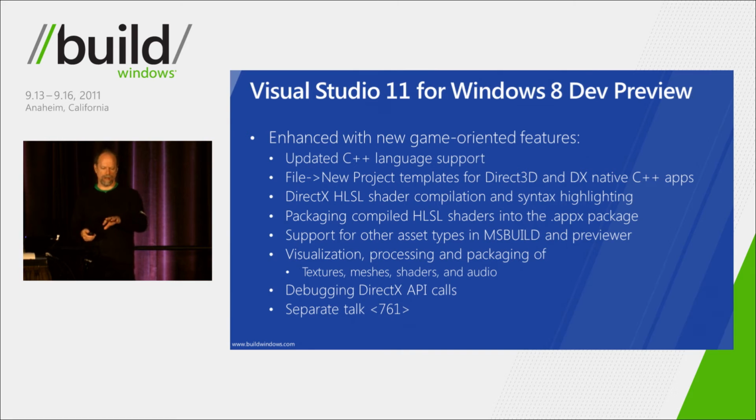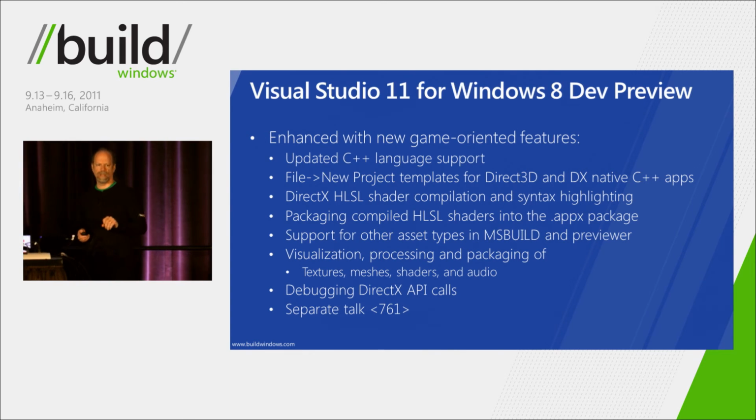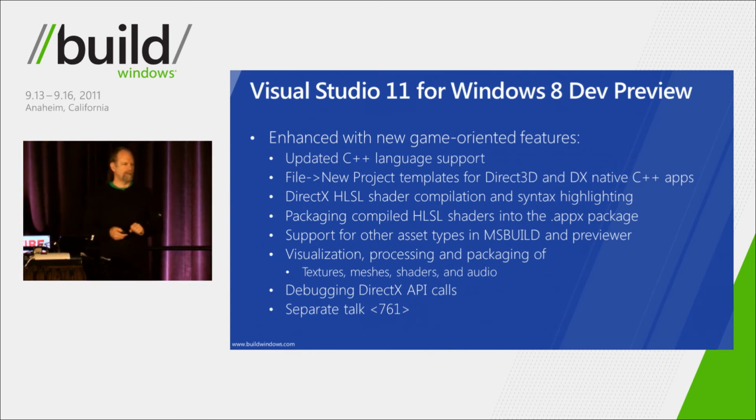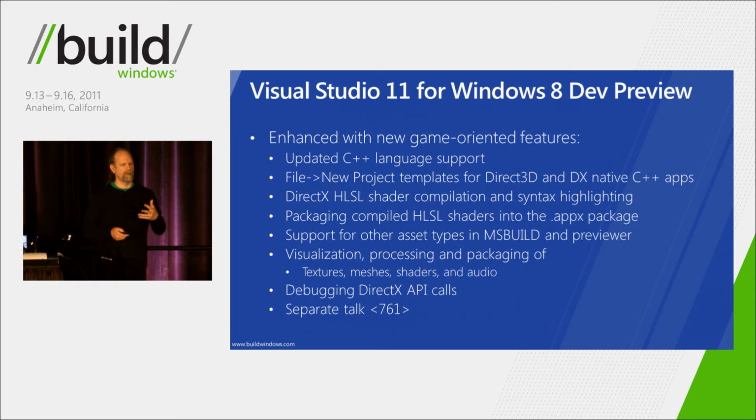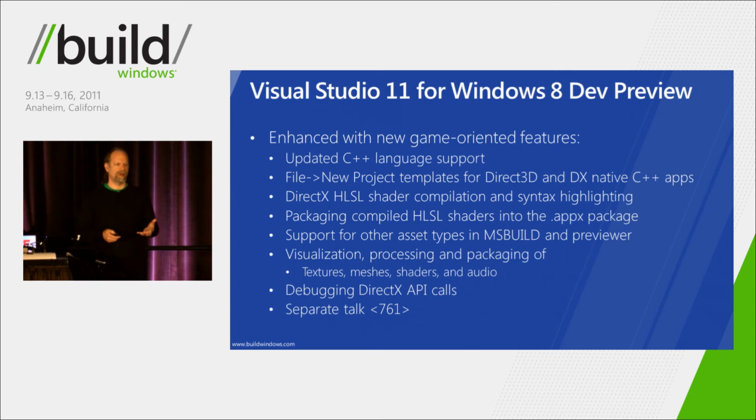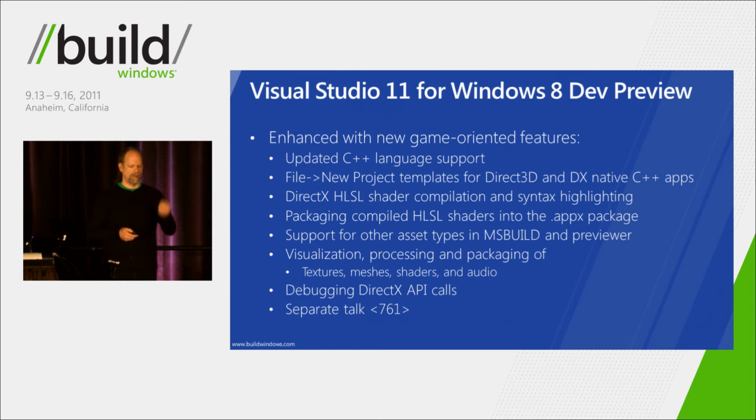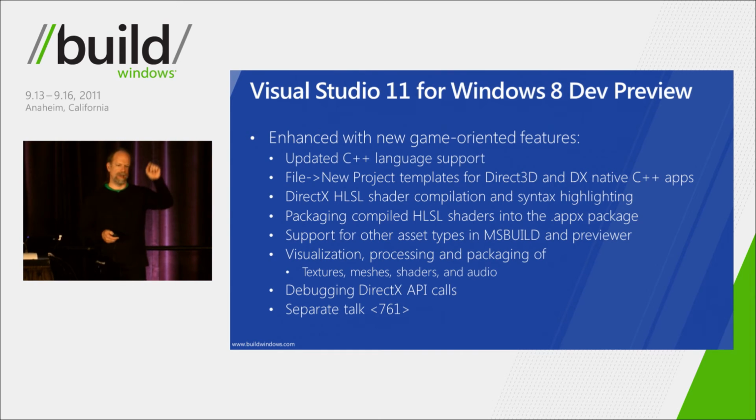And there's a talk on the whole process here, number 761. In addition to that, I think they demoed in Jason Zander's talk this morning the ability to debug the graphics API calls that we make through DirectX. For a given pixel on the screen, you can go back and see what API calls were made that caused that pixel to produce the result it did.